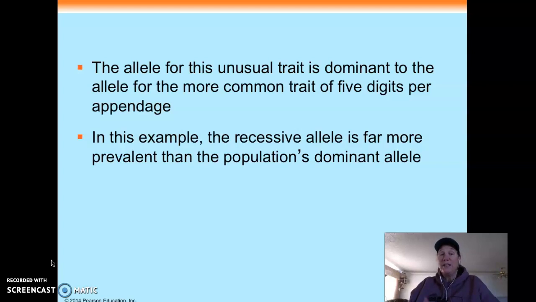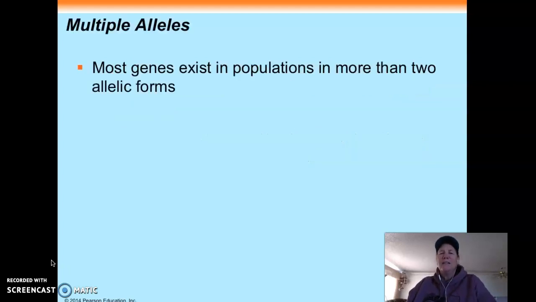Okay, the recessive trait is just to have a normal amount of fingers. The dominant trait is to have extra, but yet you don't see that many people with extra fingers and toes. A lot of times with genes, though, it's not just like the color purple or white. There are more forms.